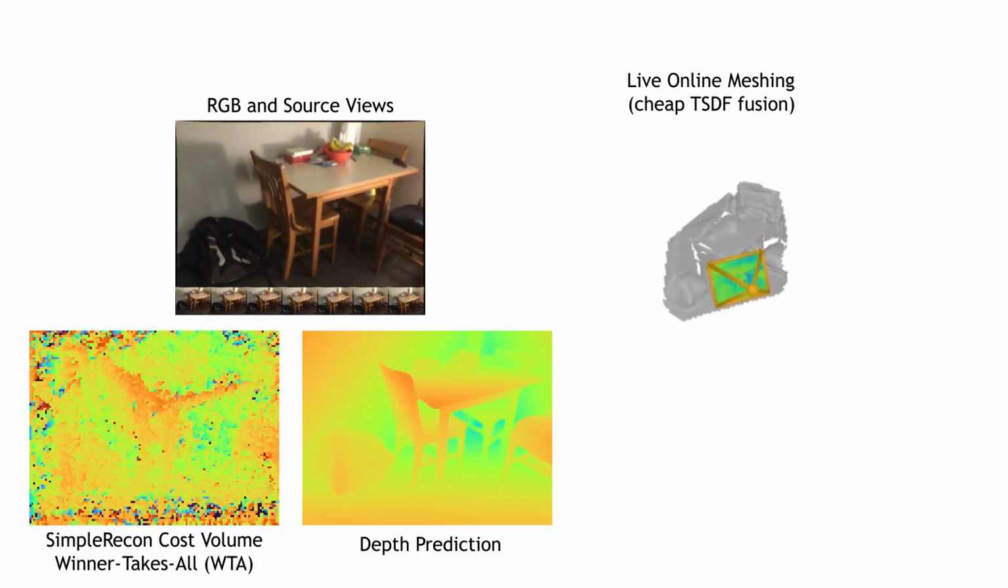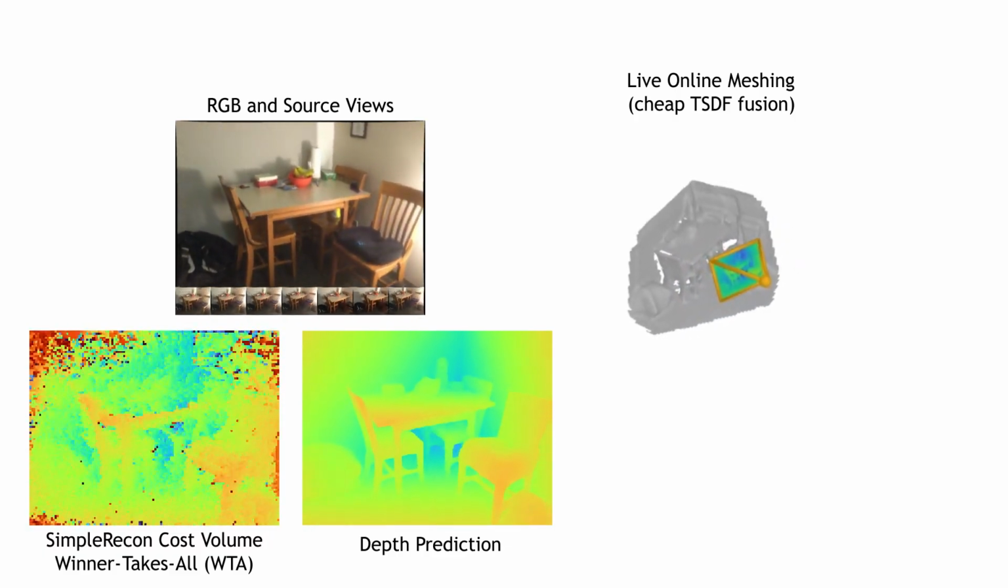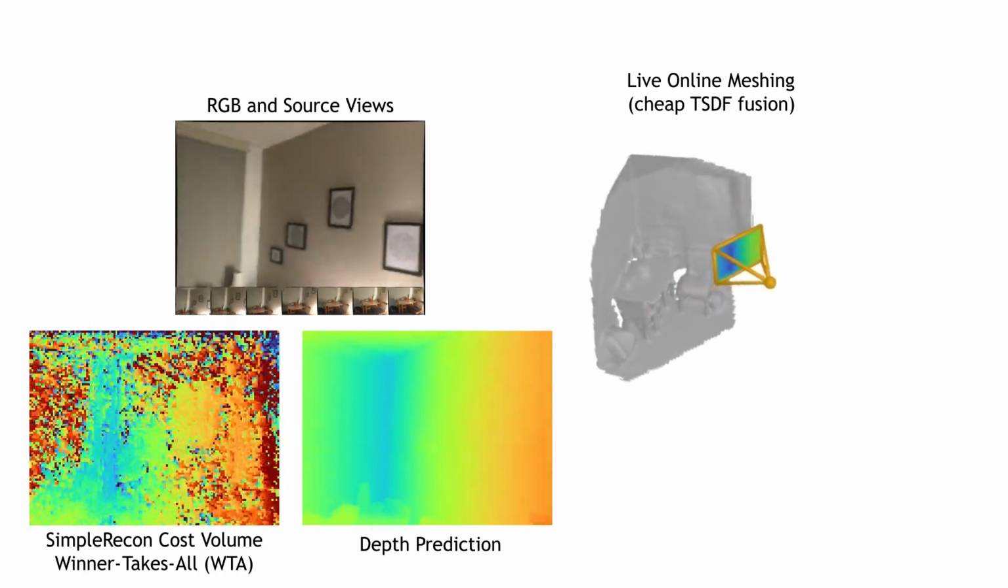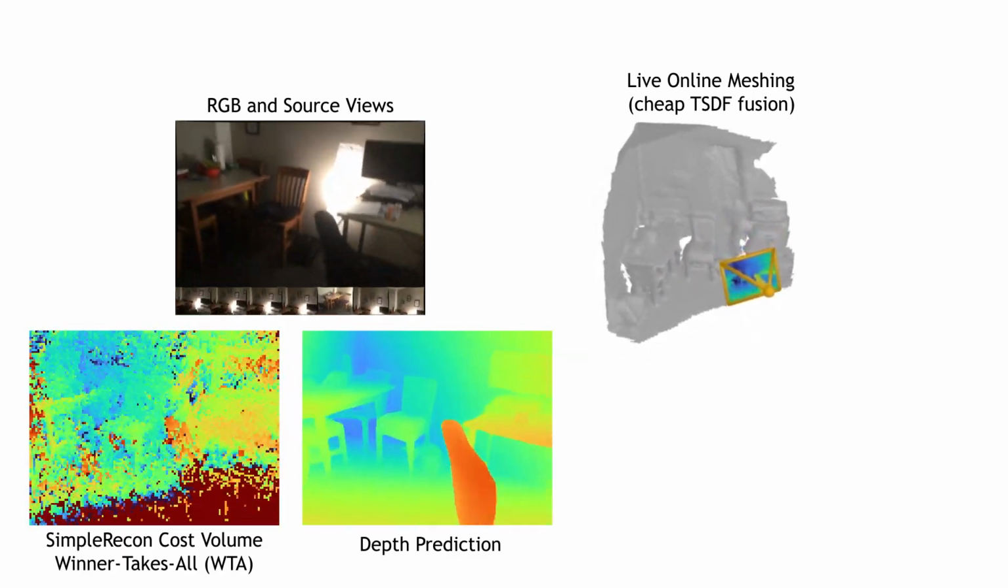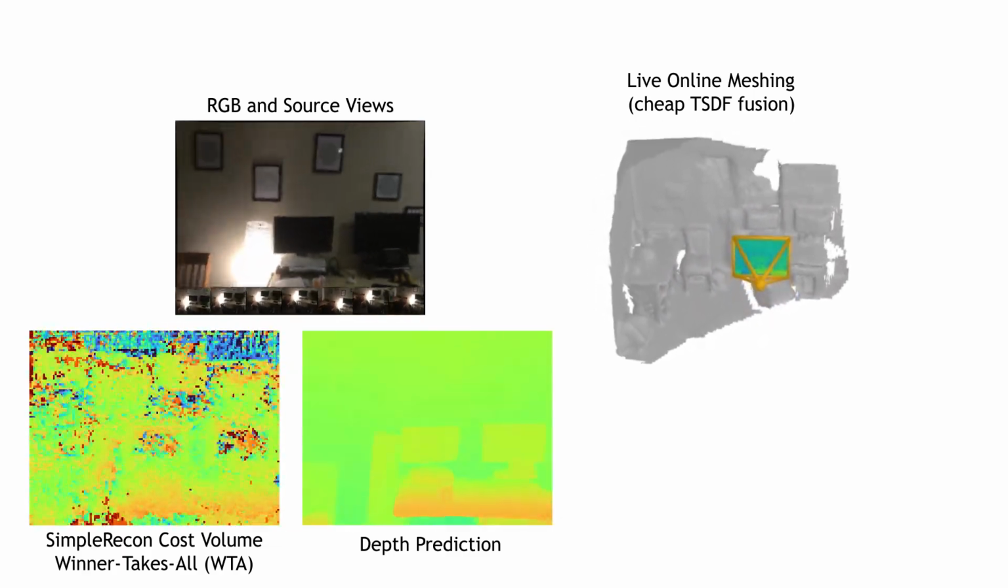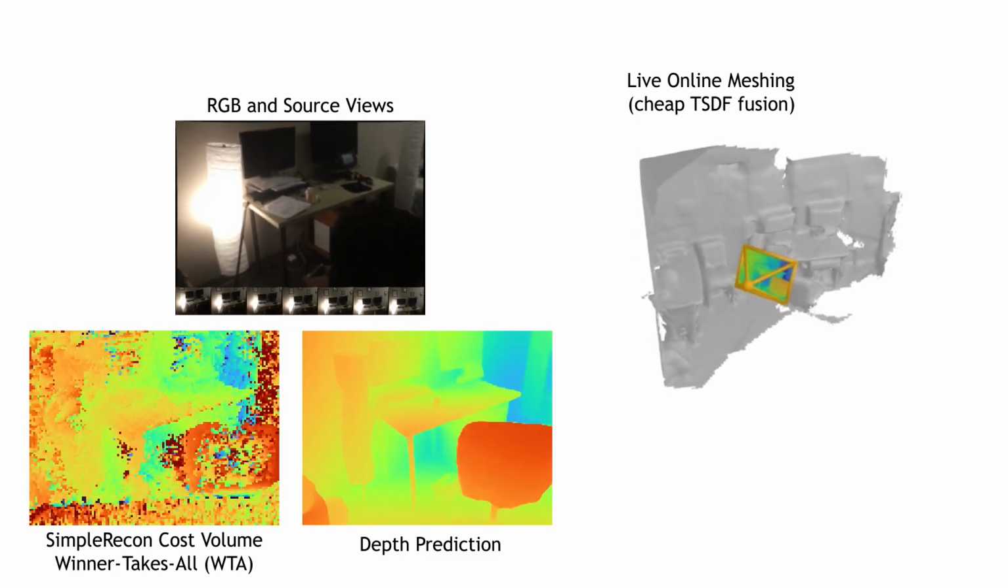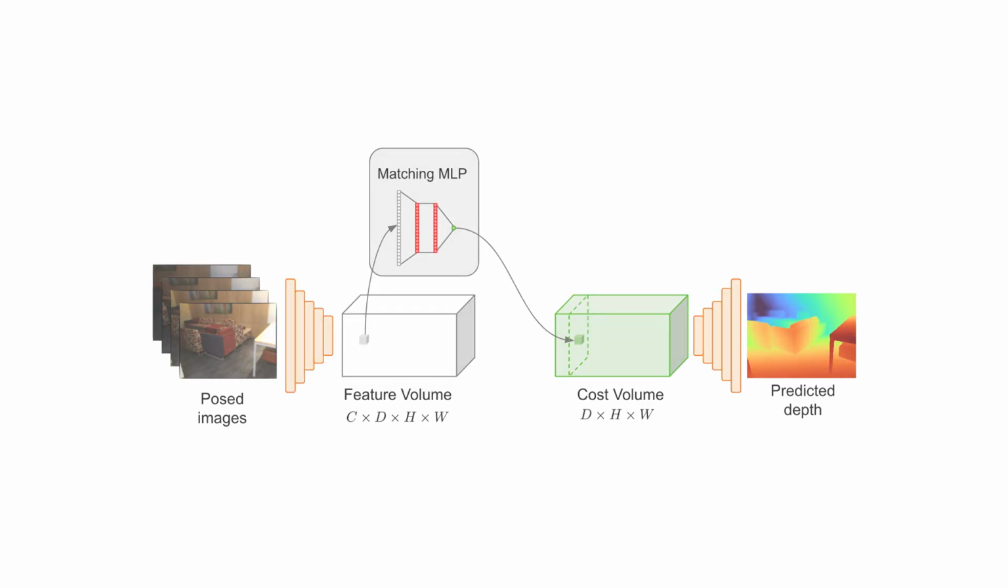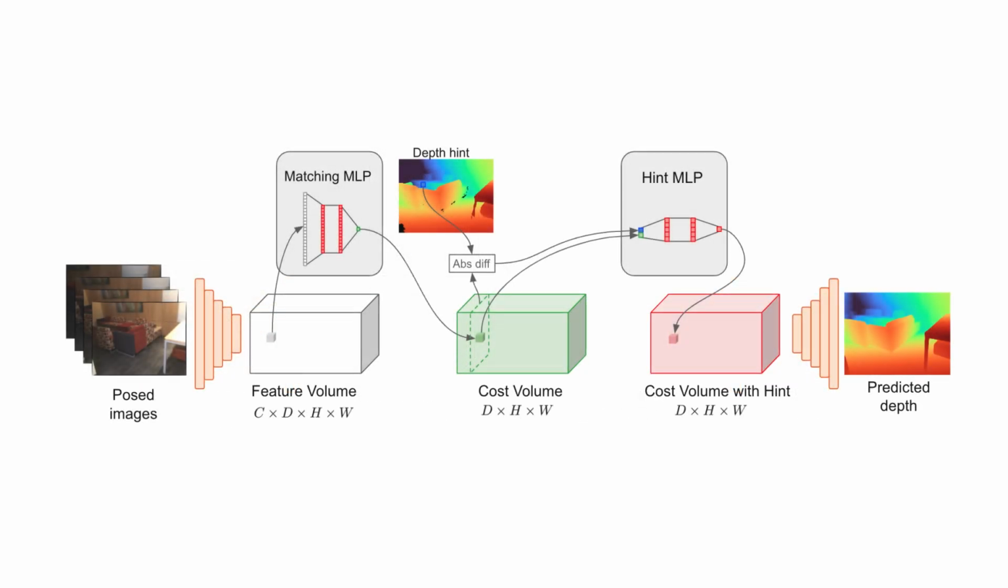Hash TSDF fusion already provides a computationally inexpensive way of aggregating multiple depth estimates into global geometry that's then easily accessible via marching cubes as a mesh. What if we could use this cheaply available global geometry we've built so far as part of our current depth prediction? We call the depth render we get from rendering the live mesh a geometry hint. This geometry hint is cheap to compute, and we include it right after the matching step in our cost volume, aggregating it with the plane sweep matching score using a hint MLP.